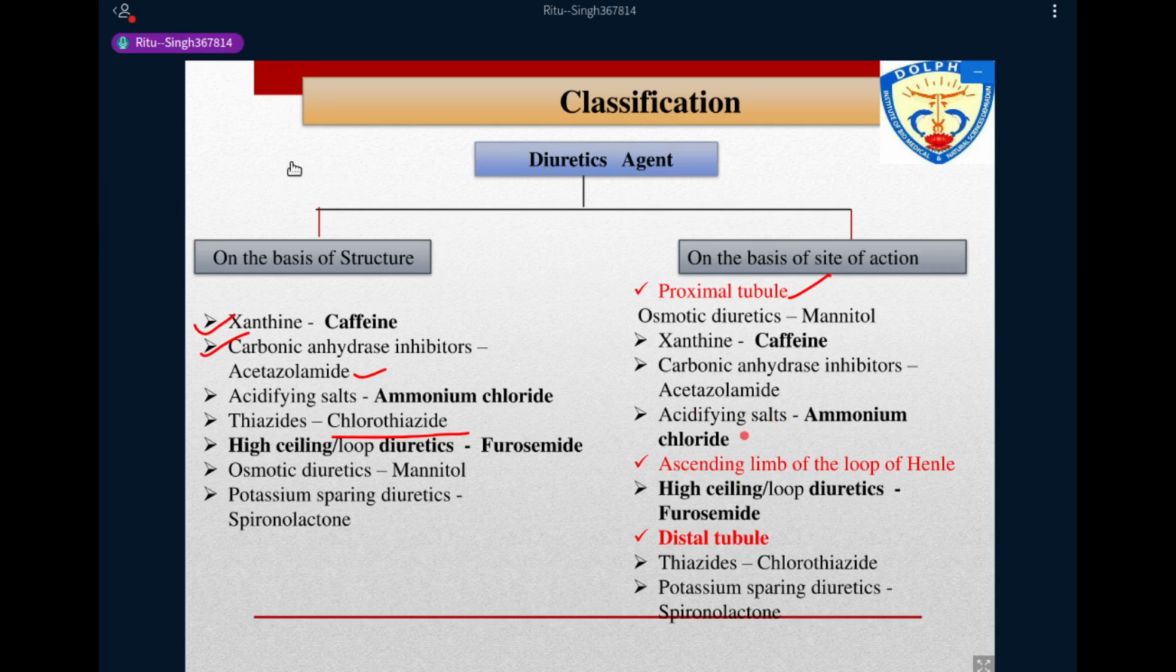The next category in this classification is the ascending limb of the loop of Henle. So the high ceiling or loop diuretics, example furosemide, act at this place. And the last major part of the nephron is the distal tubule. So thiazide drugs and potassium sparing diuretics act on the distal tubule. Okay, so the classification is clear.